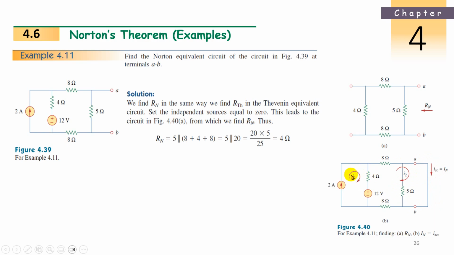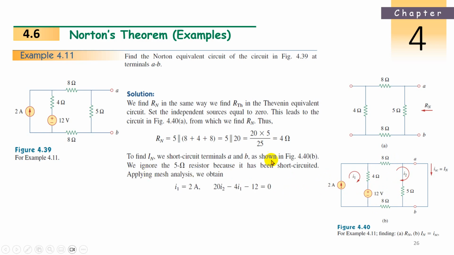Okay, so now we have one loop, this one, which is I1, which is equal to 2 amperes, and another loop between the 4 ohms, 8 ohms, with the 5 ohms not in the picture, then 8 ohms, then 12 volts. This is another loop. So write Kirchhoff's mesh analysis, Kirchhoff's voltage law, KVL. Now the first loop, I1, is 2 amperes as it is.